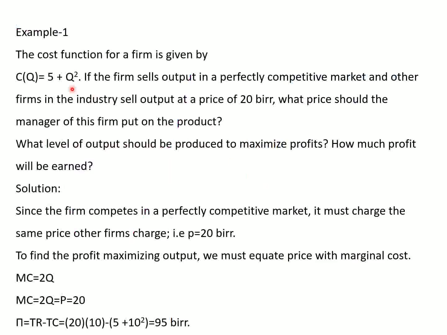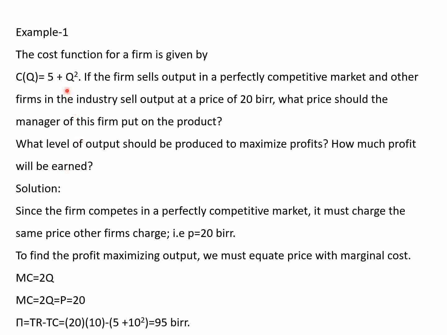Let's do examples. The cost function for a firm is given by C(Q) equals 5 plus Q squared. If the firm sells output in a perfectly competitive market and other firms in the industry sell output at a market price of $20 per unit, what price should the manager of this firm put on the product? And the next is, what level of output should be produced to maximize the profit, and how much profit will be earned? Solution.